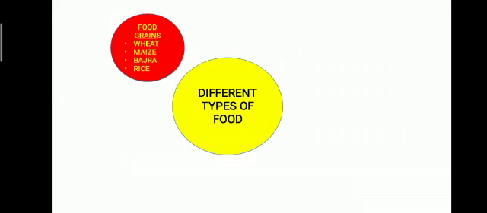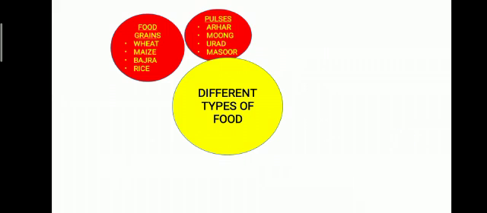Moving ahead, different people eat different food. To know more, we should first learn about different types of food. So let's study about that. Here are the different types of food. First is food grains. We have different food grains in India. Some examples are wheat, maize, bajra and rice.